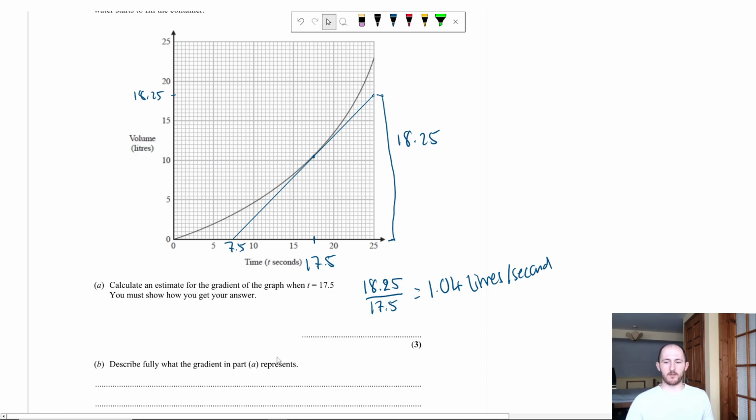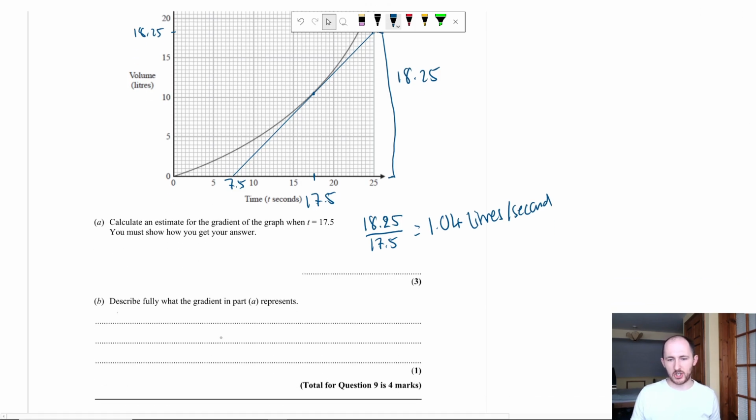Now it says describe fully what the gradient represents. Here is a trick that I really love to show people, because a lot of students, when they see a question like this, they kind of just turn down. Here's what you can do. This is really cool. You can always say this exact thing. It is the change in y-axis, so volume, per unit x-axis, time.